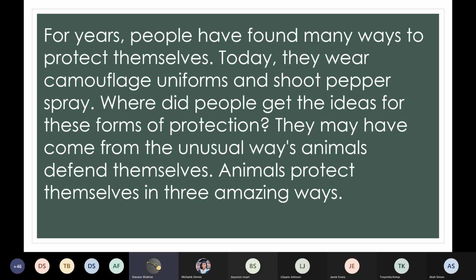Okay, so let's just look at this again very briefly. For years, people have found many ways to protect themselves. Today, they wear camouflage uniforms and shoot pepper spray. Where did people get the ideas for these forms of protection? They may have come from the unusual ways animals protect themselves. Animals protect themselves in 3 amazing ways. Excuse the apostrophe S by ways. Pardon, that should just be WAYS, no apostrophe.